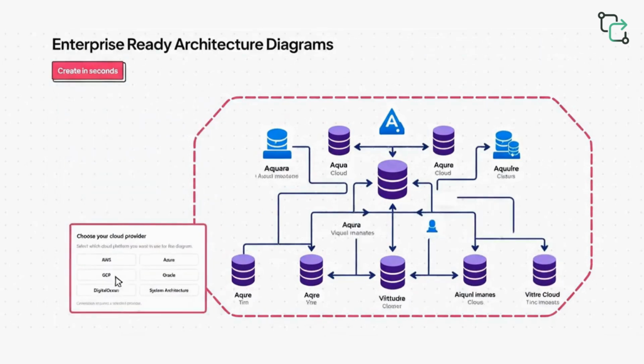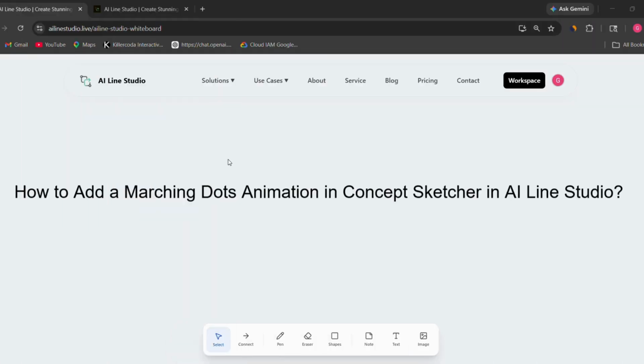Clear, structured, production ready. Hello everyone, welcome to AI Line Studio tutorial 83, and today's topic is how to add a marching dots animation in Concept Sketcher in AI Line Studio.